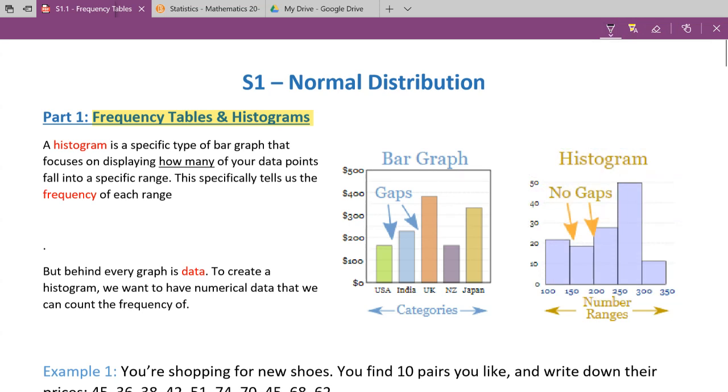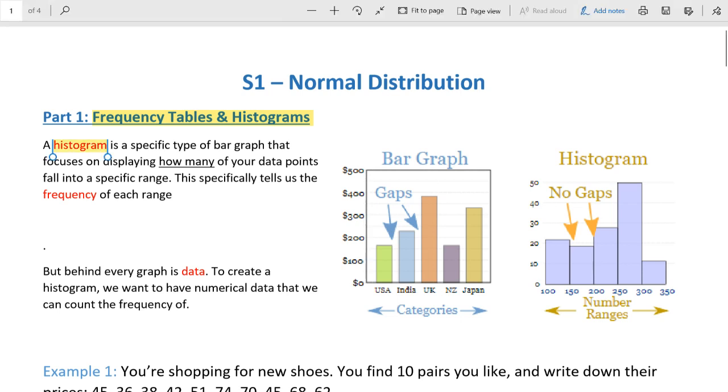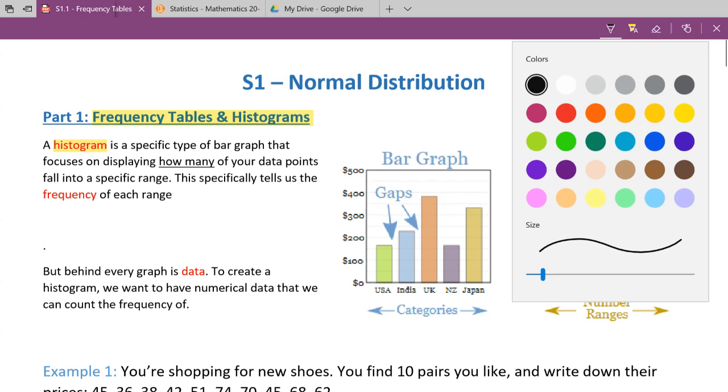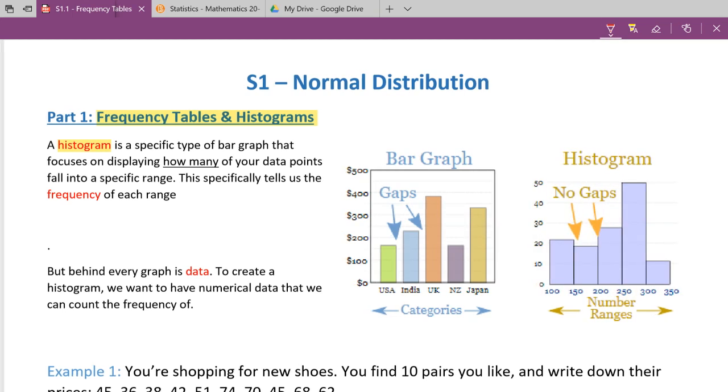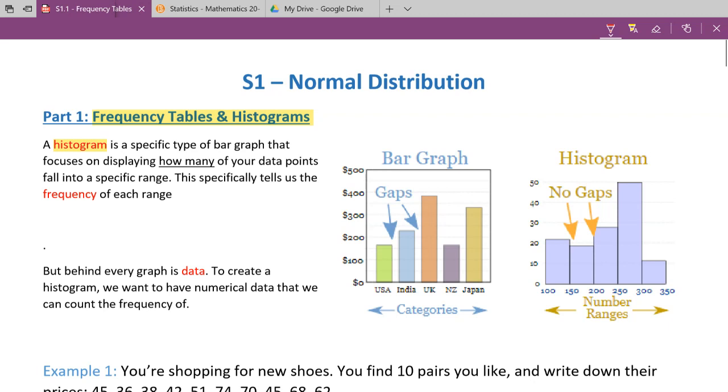Okay. So what is a histogram? Well, we've looked at charts, tables, ways to display data a bunch in our past math years, but specifically we're going to be focusing on histograms. Histograms are just like bar graphs. They're a specific type of bar graph that focuses on a frequency amount. So it tells us how many of our data points, of whatever we're analyzing, fall into a specific range of data. And that specifically has to be a numerical range. This is going to tell us the frequency of each range.